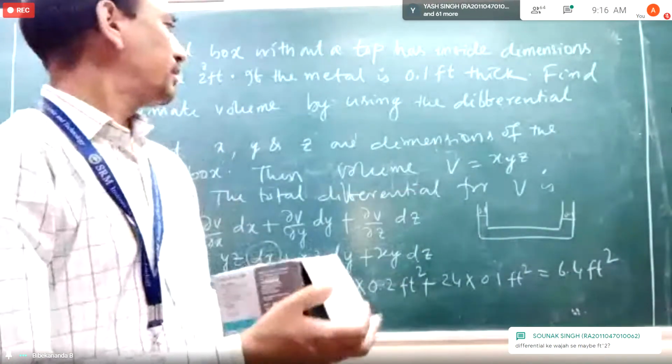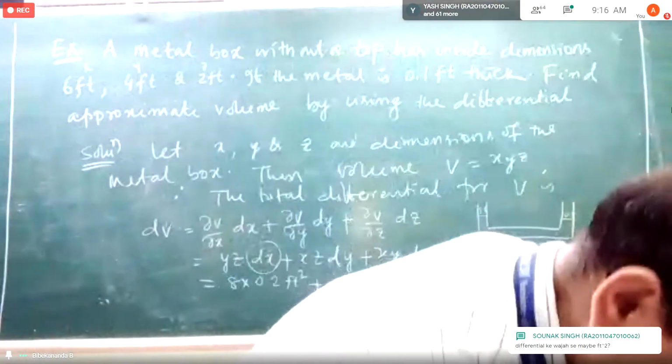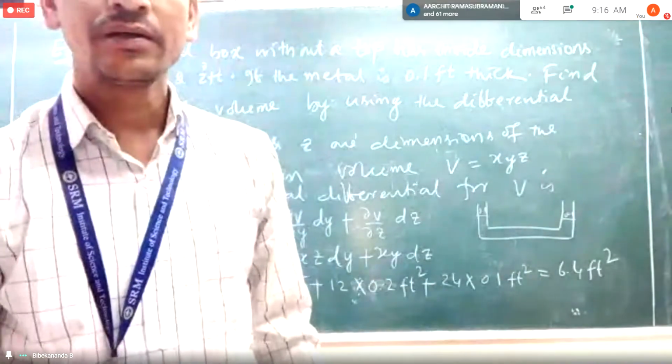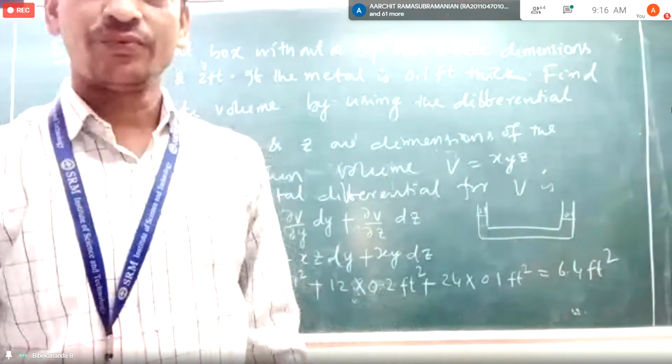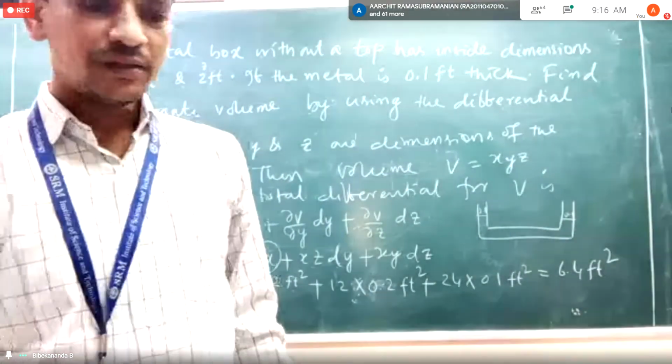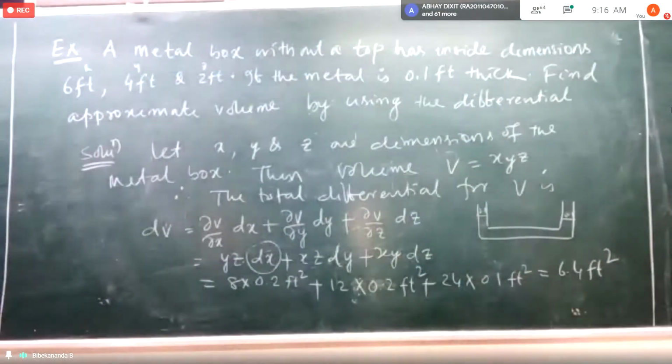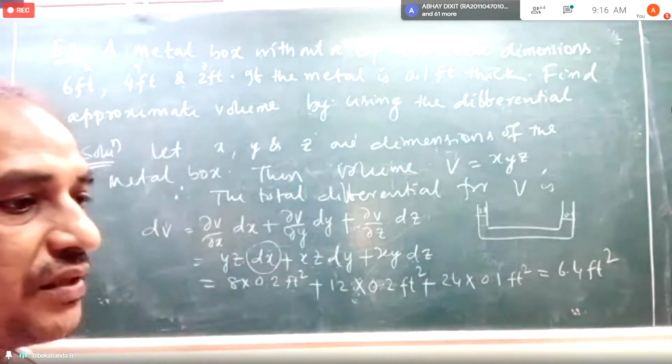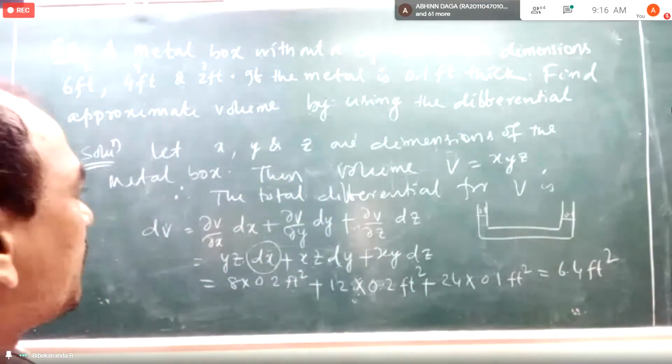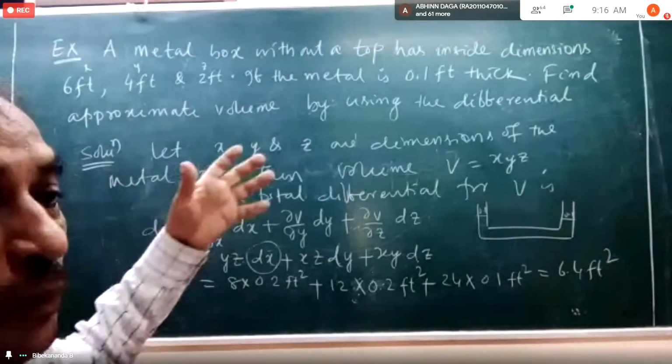Sir, there will be feet cube, because we are finding volume. It may be a cube. X, Y, Z is a cube: length into breadth into height. No, it will be X cube.